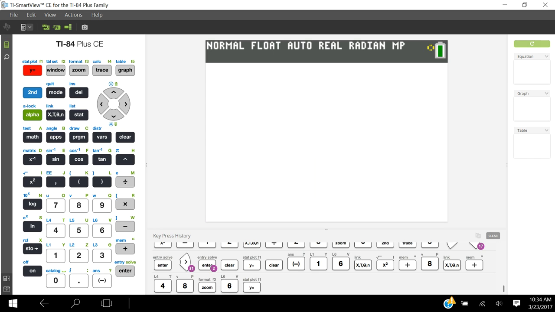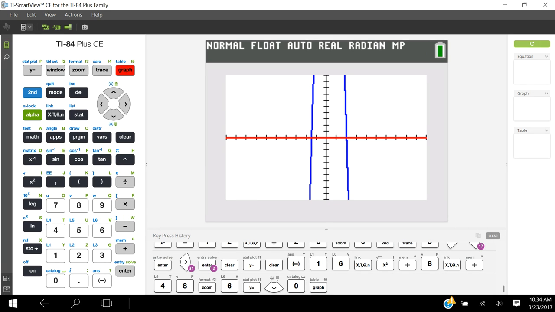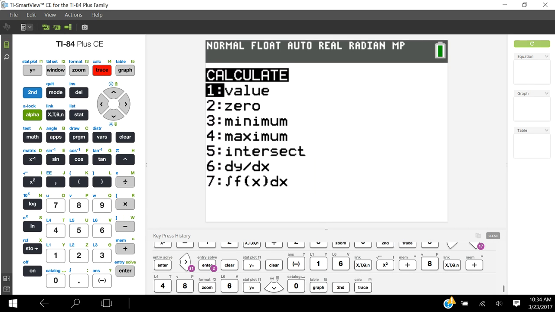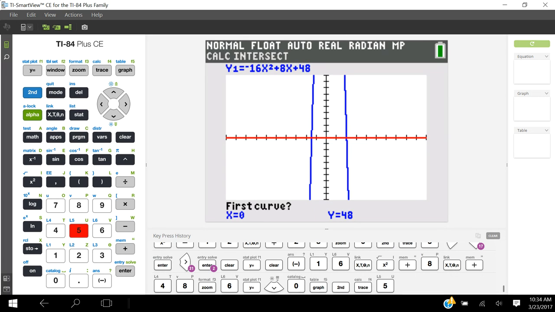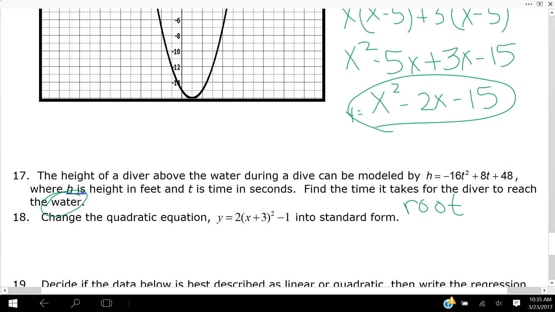So I need to go back to my y equals. I need to put in y equals 0. Go back to my graph. Second, trace 5. I don't know where my blinky thing is. Oh, it's way up at the top. There it is. Okay. Enter, enter, enter. 2, 0. That means my diver hits the water at 2 seconds.